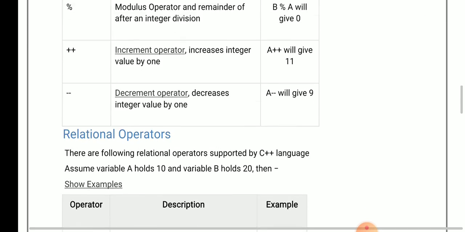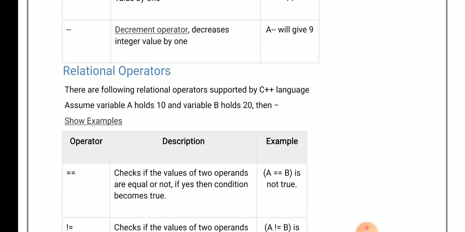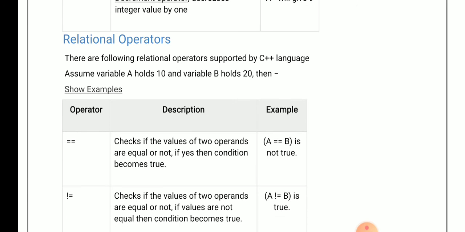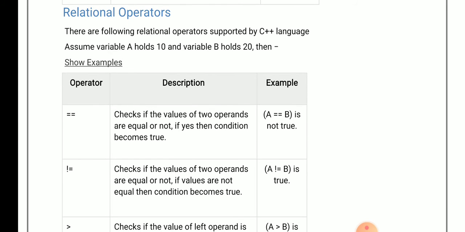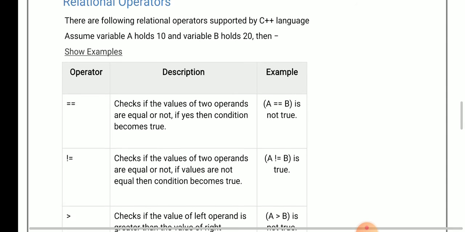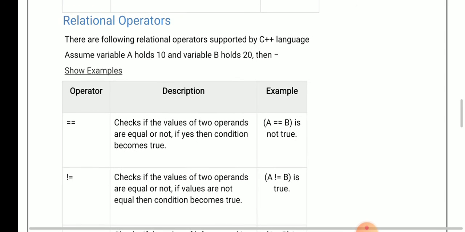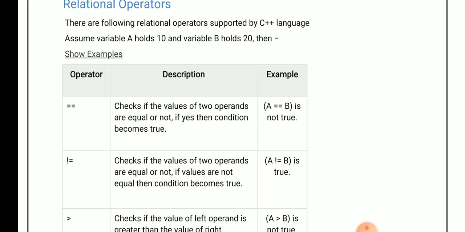Now next we have another operator, that is the relational operator. So why are we using the relational operator? Dear students, if you want to see the relation between two variables, at that time you can take the help of the relational operator. Our first operator is the double equal to operator. Why are we using this operator? Basically, this operator is used to check if the values of two operands are equal or not. If yes, then it returns true, otherwise false.